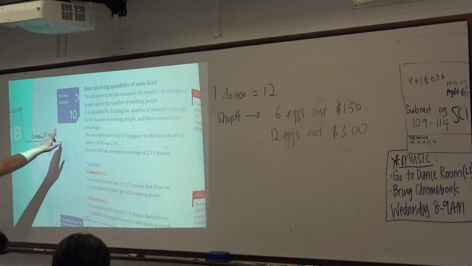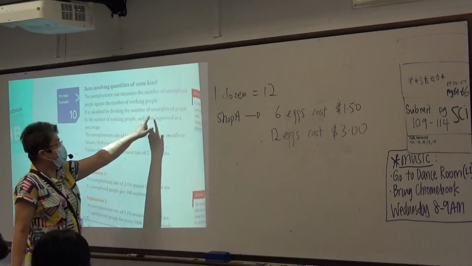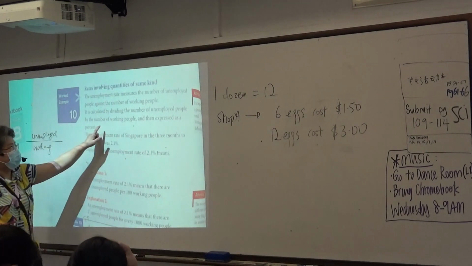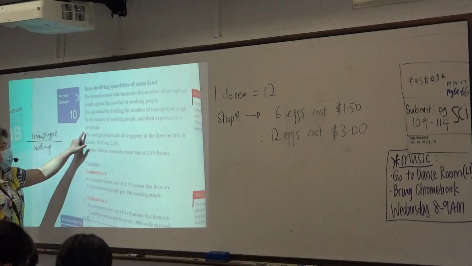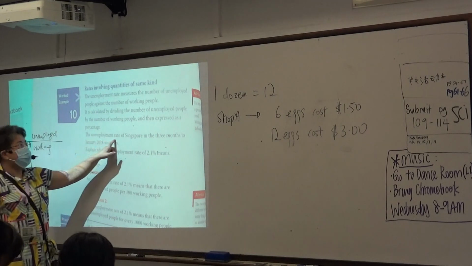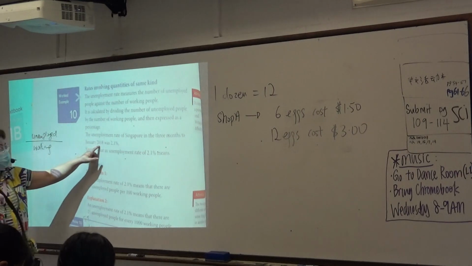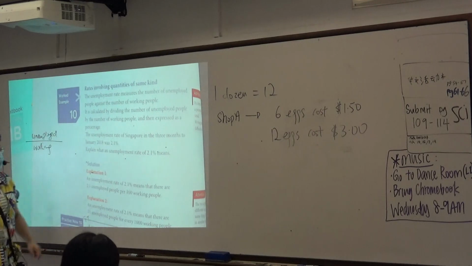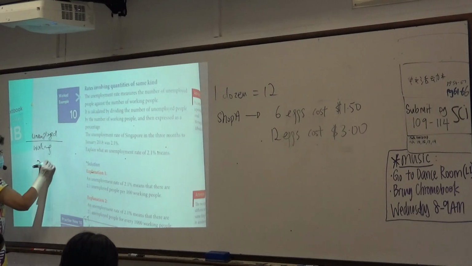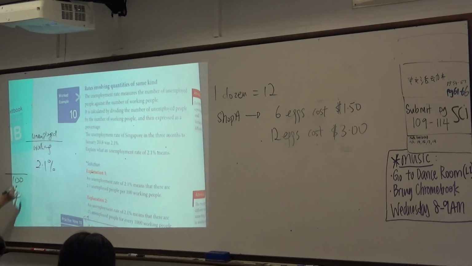Okay, now let's take a look. It is calculated by dividing the number of unemployed people by the number of working people and then expressed as a percentage. Now, the unemployment rate of Singapore in the 3 months to January 2018 was 2.1%. Explain what an unemployment rate of 2.1% is. Now, this one they tell you is 2.1% all over the top. That means every 100 people, I have 2.1 unemployed, right?